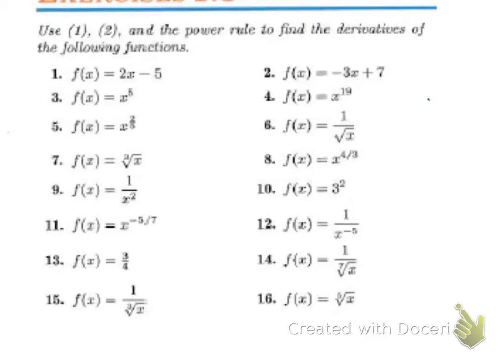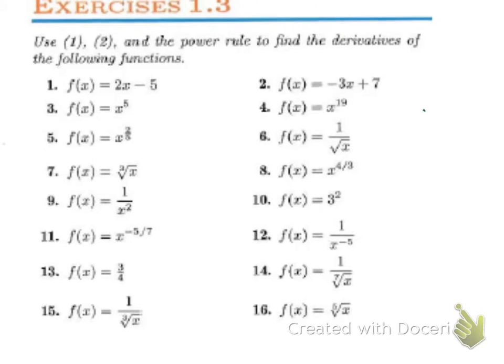Because we're just starting this section and I saw so many errors in the homework, I wanted to go ahead and give you my video of me doing this. So let's start with the first problem. The first problem says f of x equals 2x minus 5. That's a line, so intuitively I know the slope of that line is 2.